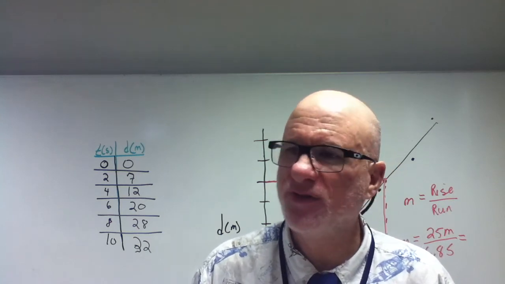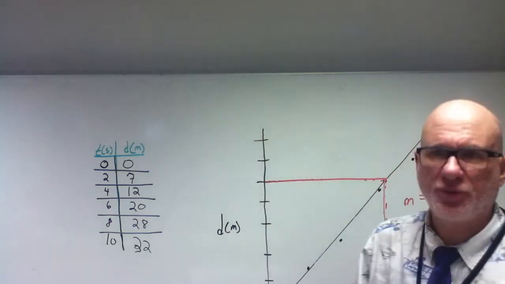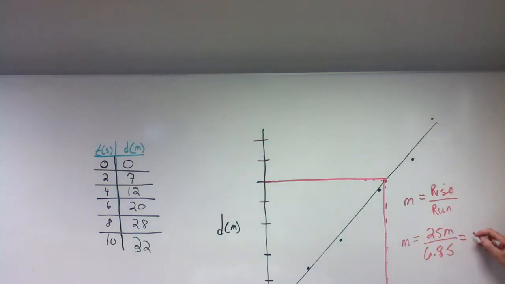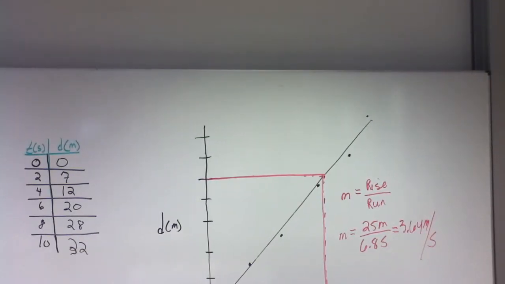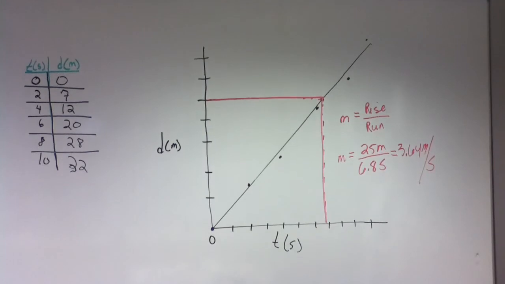2 or 3 is fine. So what would you say? 3.64. So 3.64 meters per second. Is that on the camera? What happened to my videographers over there? Okay, it's not bad. So it would be 3.64 meters per second.